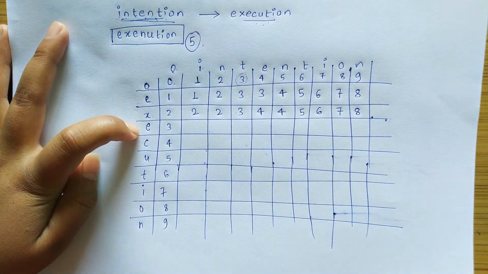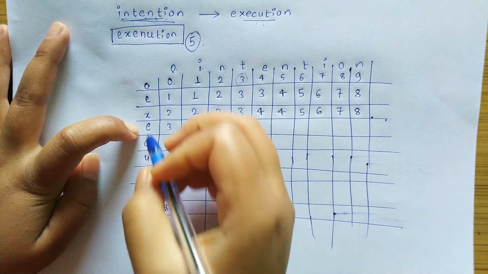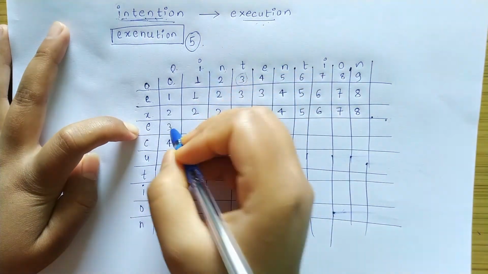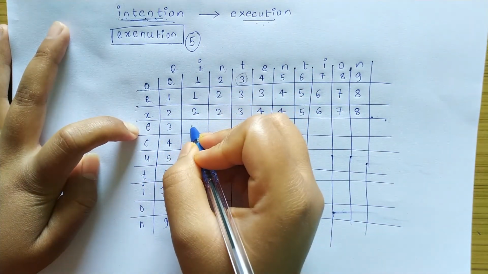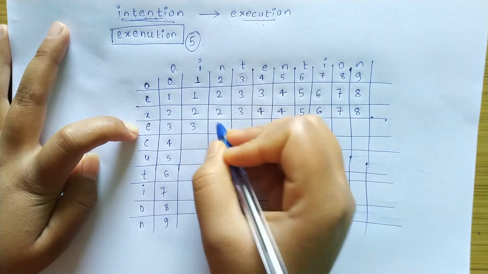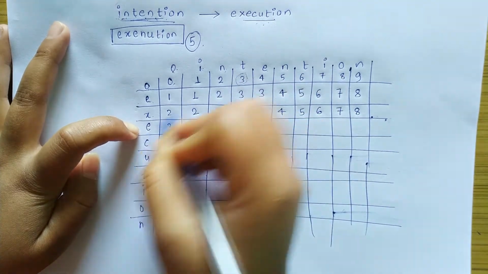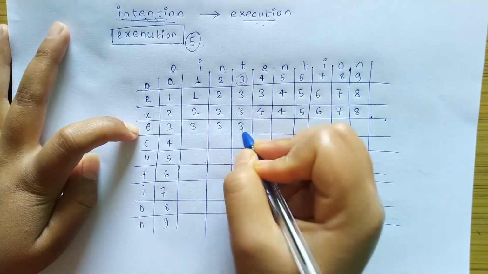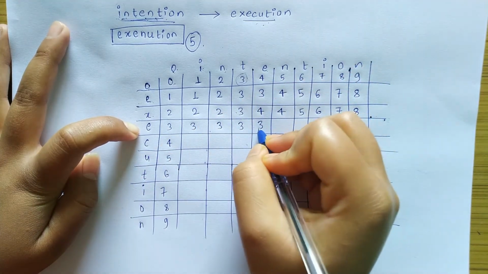Now we have E. So for E, what we will do is we have this and this. Minimum is 2 plus 1 is 3. E and N, minimum 2 plus 1 is 3. 2 plus 1 is 3. E and E is same, so we just copy.